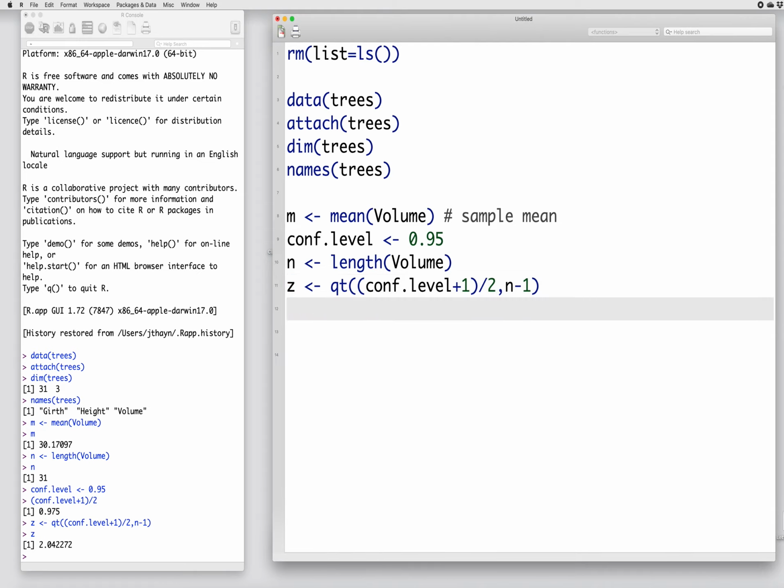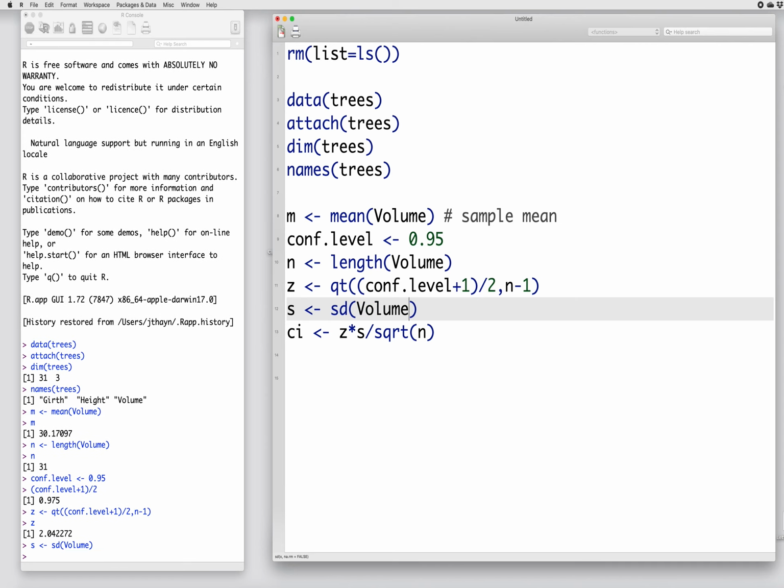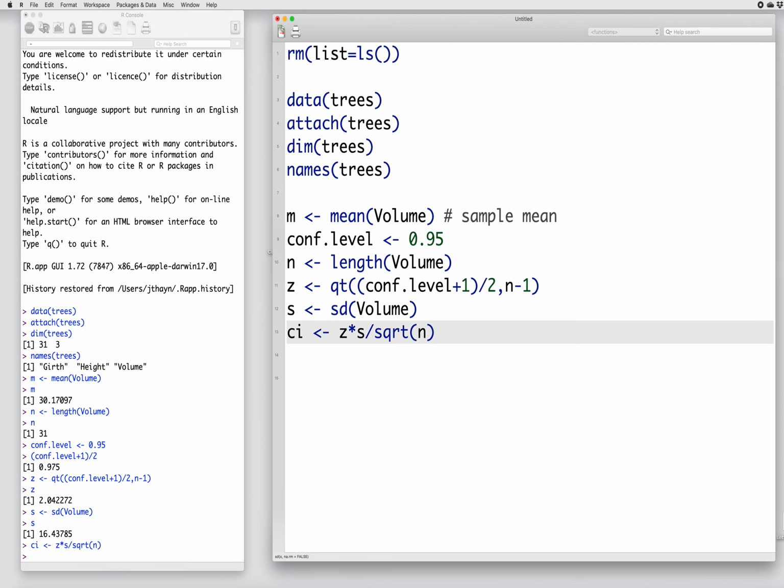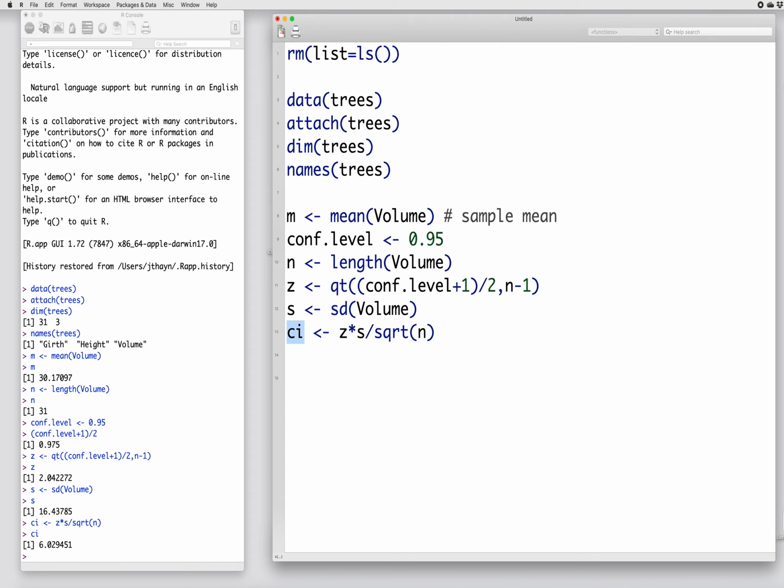To convert that back to real units instead of units of standard deviation, I'm just going to multiply z times the standard deviation divided by the square root of n. I already have n, but I haven't calculated my standard deviation yet, have I? So here's the standard deviation of my sample, which is 16, and when I put that into my confidence interval function, it is 6.